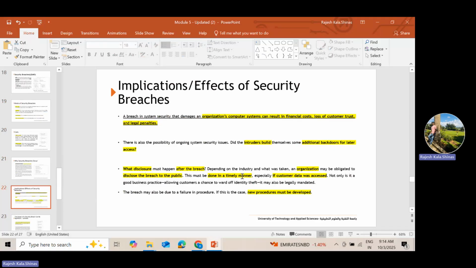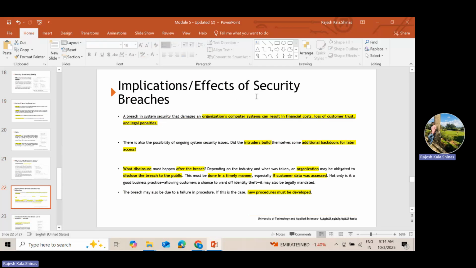Whenever a security attack happens, whenever you come to know about it, the customers and clients should also be made aware of the attack in a timely manner. You need to make new procedures so that the same attack will not happen next time. That's the effect of security breaches.